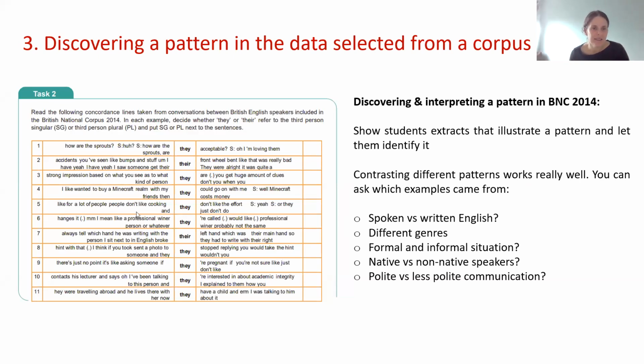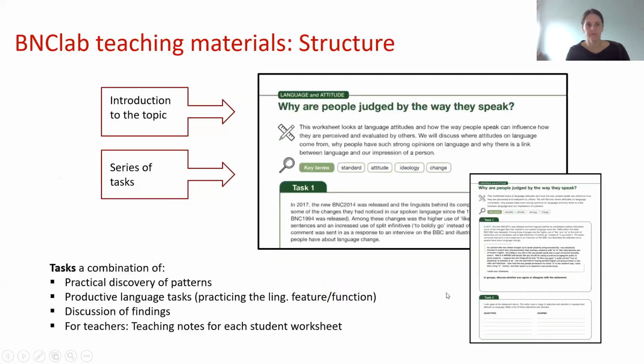For example, in this task, we were looking at the use of singular they in current spoken British English, and the students were deciding whether the they in the sentence refers to a singular or third person plural. And what works really well is contrasting different patterns, so it is easy for students to discover. So for example, we can do all of these.